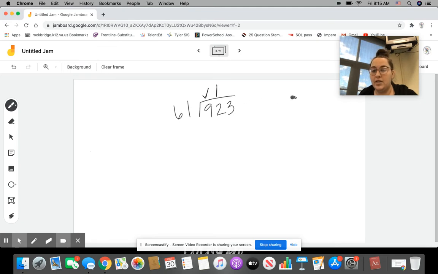Now let's think about our steps. We have divide, dad divides, mom multiplies, sister subtracts, brother brings down. So I'm going to multiply. 61 times 1 is 61, and I'm going to subtract. 2 minus 1 is 1. 9 minus 6 is 3. Bring down the 3. Okay, so I have 61 into 313.